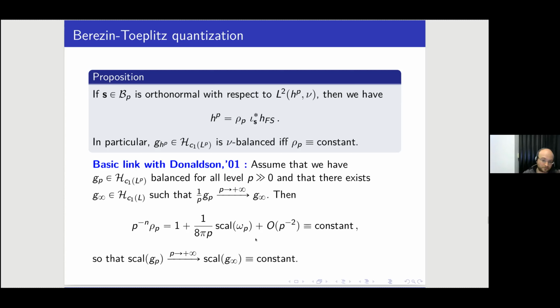There are some technicalities, but it's a basic consequence of the result due to Boutet de Monvel-Sjöstrand on the expansion of the density of states. Indeed, if you take these functions, they are all constant, but when p tends to infinity, they have this expansion. So because it converges, you also know that the scalar curvature converges. But the fact that this is constant implies that the limit has to be of constant scalar curvature.